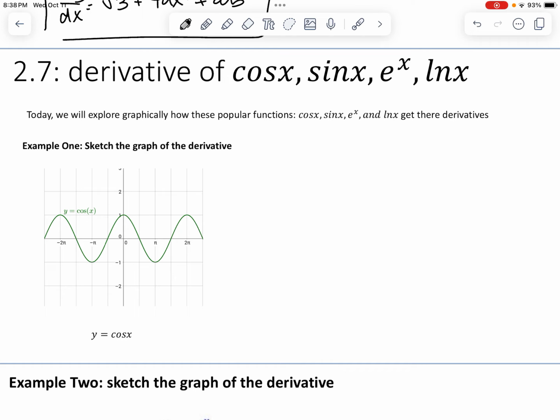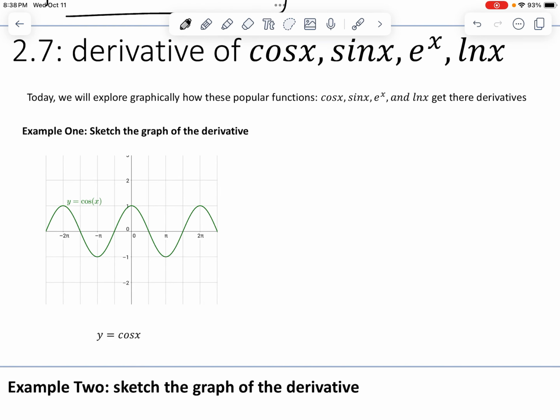This is how mathematicians figured out what the derivatives of these popular functions are. So this is how they figured out the derivative of cosine, sine, e to the x, and the natural log of x. That's what ln of x is. So we're going to explore that graphically. We're going to skip example 2, but we're going to look at example 1.